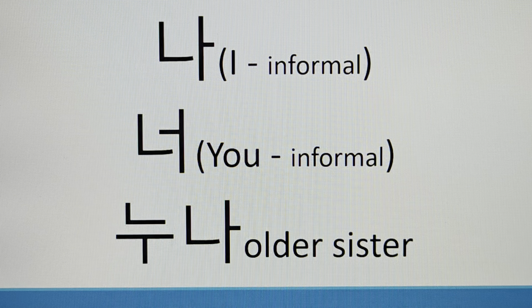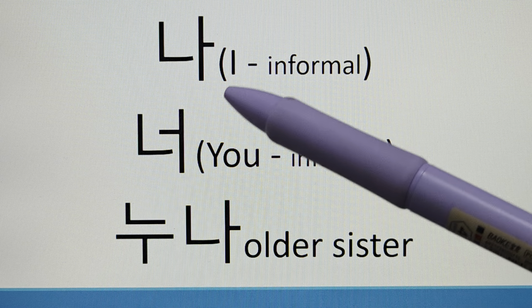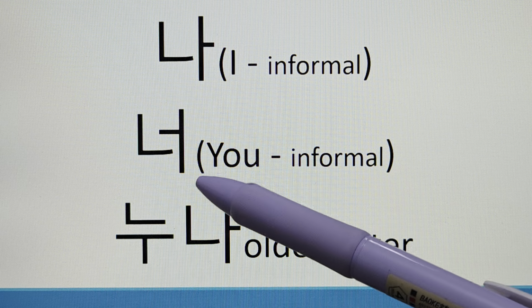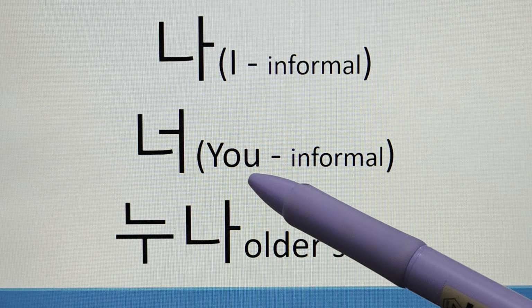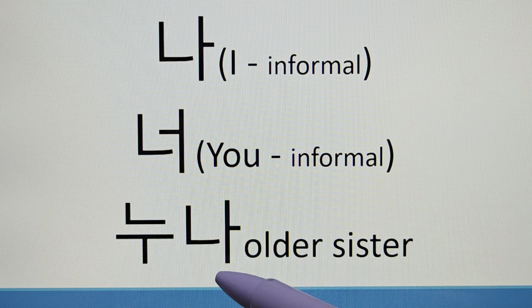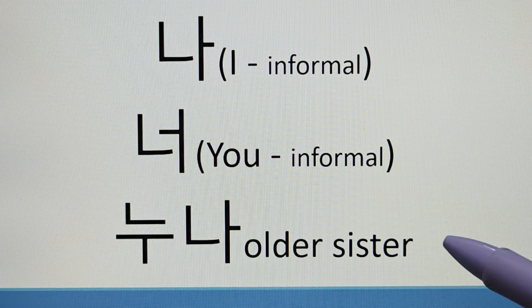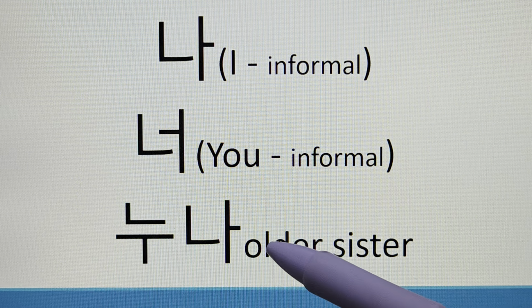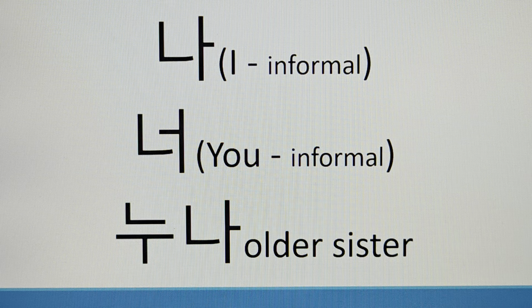And here are some examples. 나 is I, but it's informal. 너 is you, but it's also informal. 누나, older sister. Let's read it again. 나, 너, 누나.